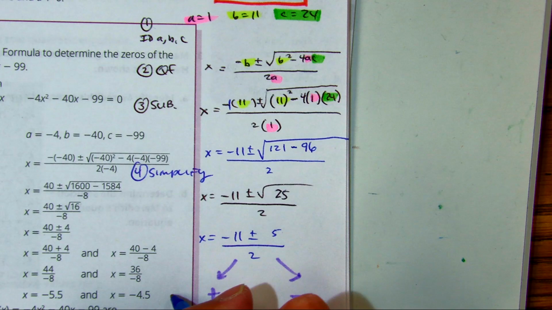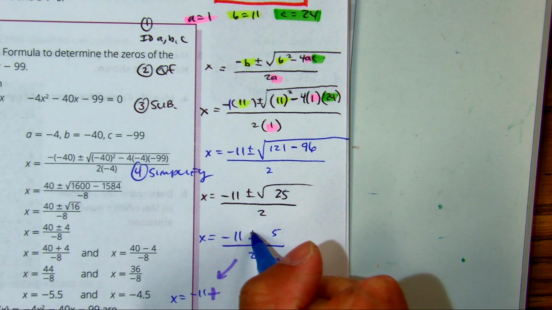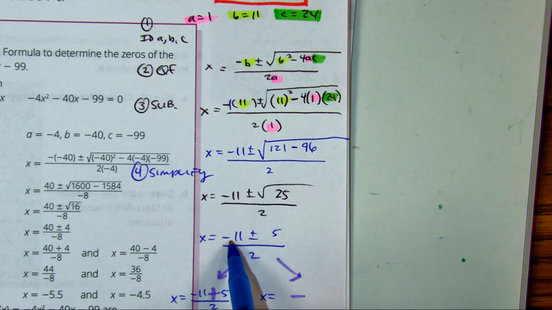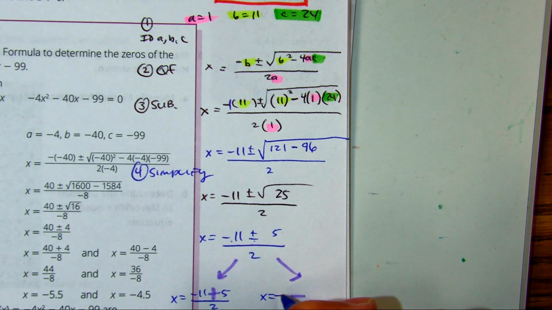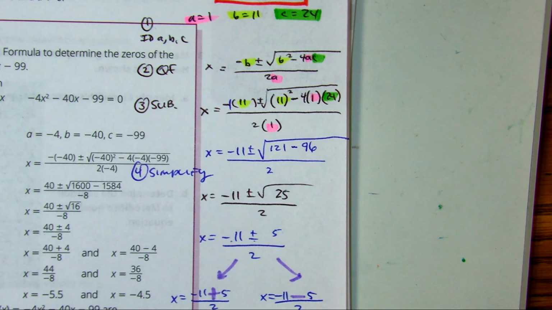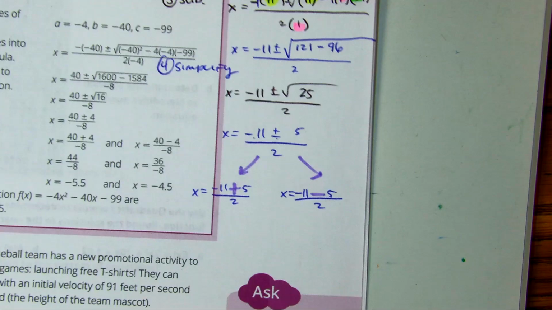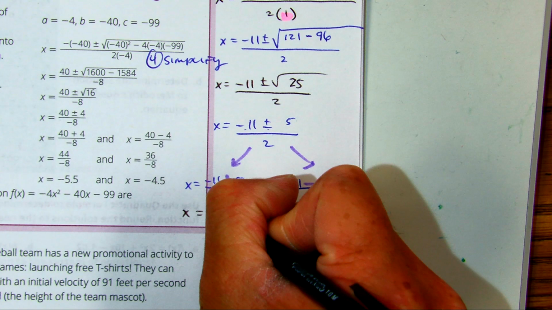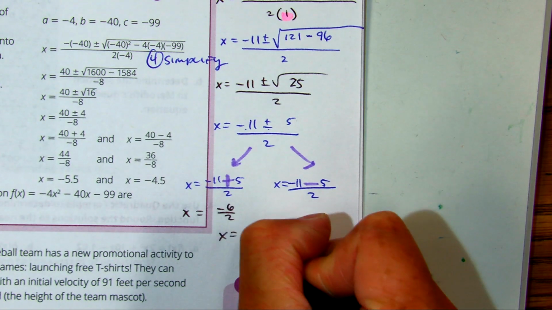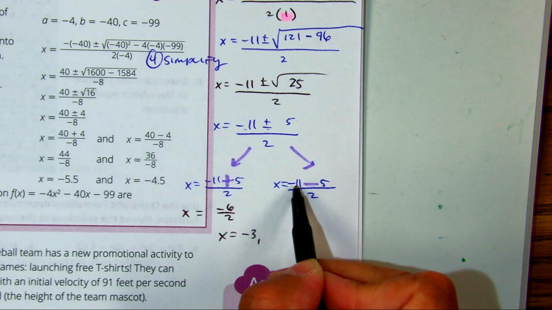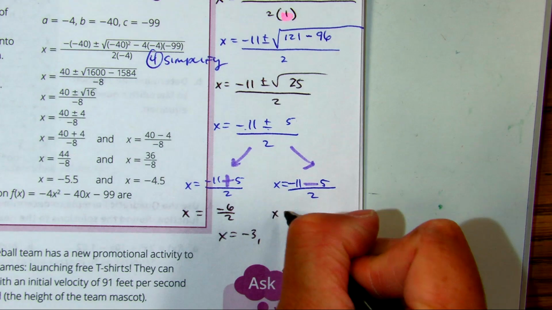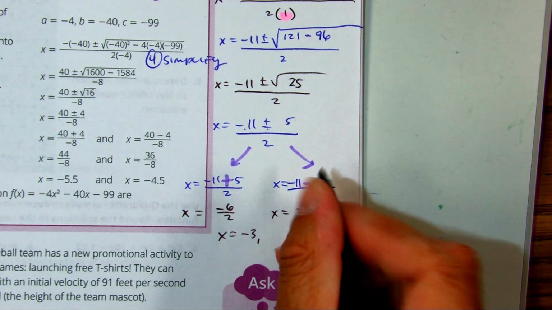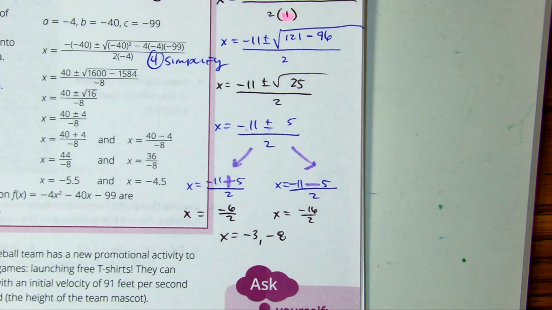So now I'm going to have x equals negative 11 plus 5 over 2, and x equals negative 11 minus 5 over 2. Class, negative 11 plus 5? And negative 6 divided by 2 is? Negative 3. Class, negative 11 minus 5? And negative 16 divided by 2? Negative 8. I get the two solutions, negative 3 and negative 8.